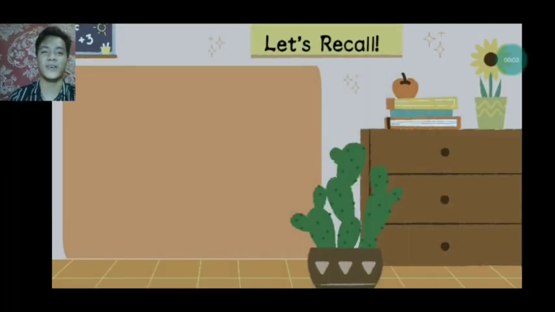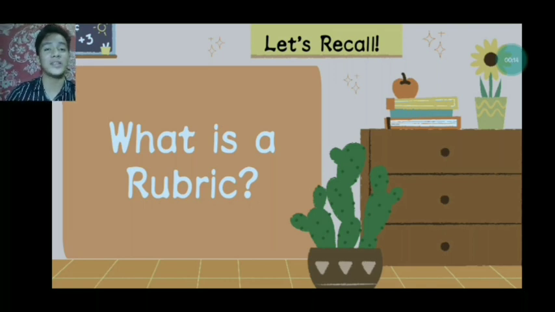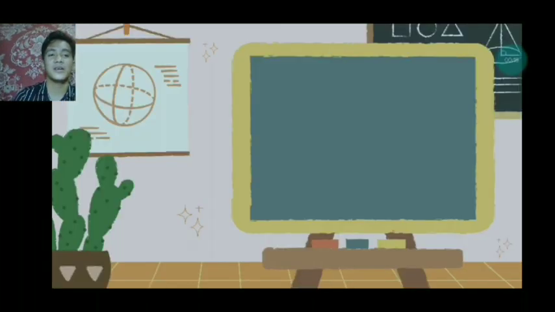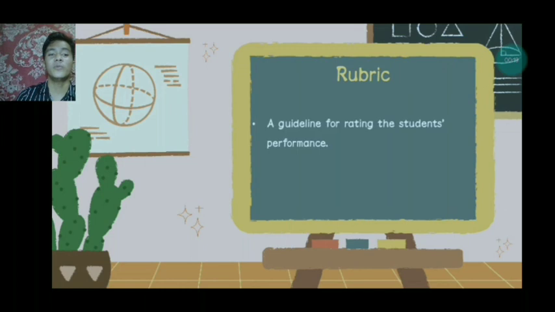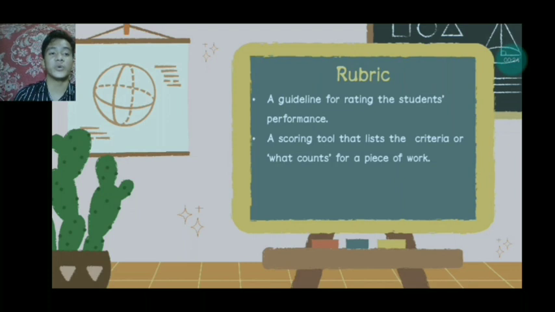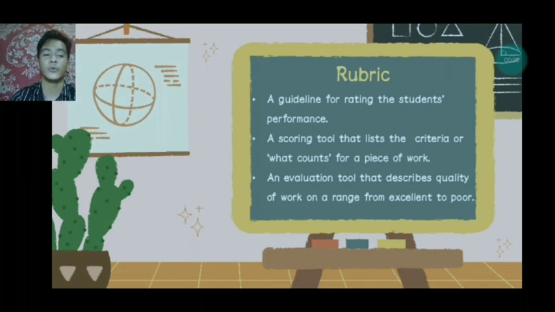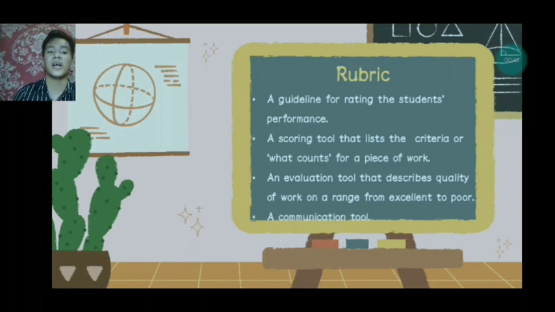First, let's recall. So, what is a rubric, or what comes into your mind if you hear the word rubric? I know everyone is familiar with this word. So, rubric. A rubric is a guideline for rating the student's performance. It is a scoring tool that lists the criteria or what counts for a piece of work. Also, it is an evaluation tool that describes the quality of a work on a range from excellent to poor. And a rubric is a communication tool.